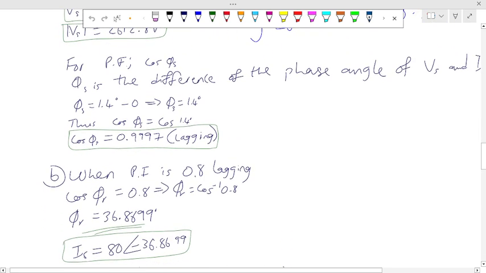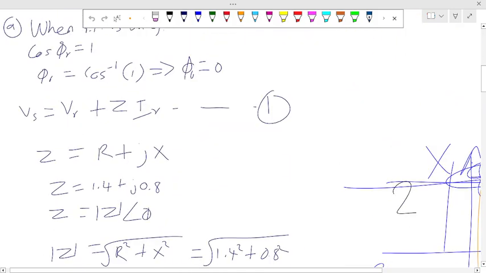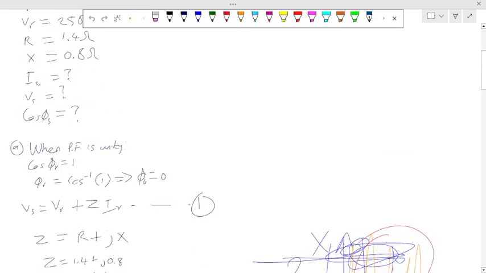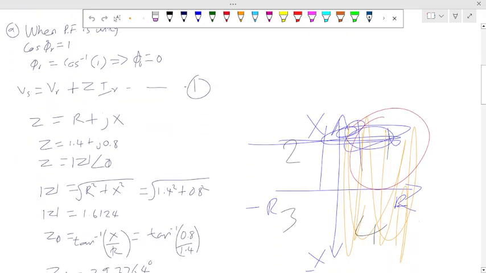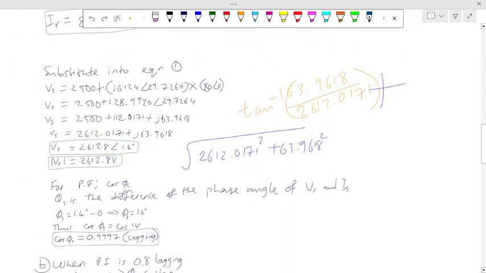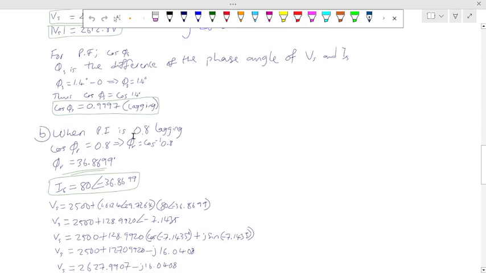Now, when the power factor is 0.8 lagging, I think lagging is the A part, leading should be the B part. Okay, the A part is unity, and then the B part is when the power factor is lagging. So we've done when the power factor is leading. Now let's work on when the power factor is lagging.